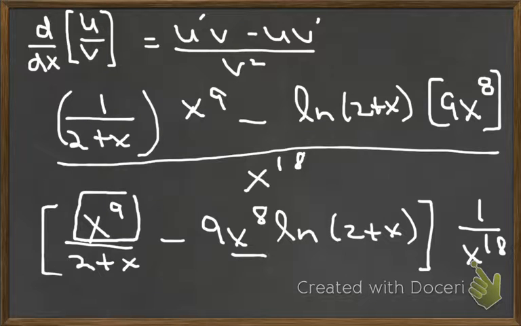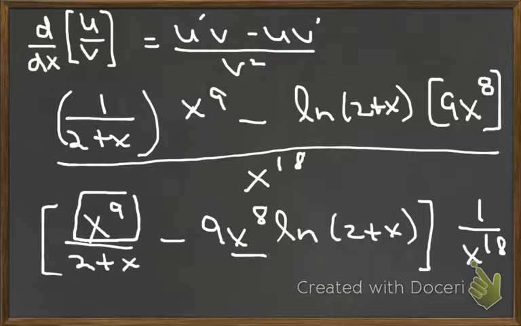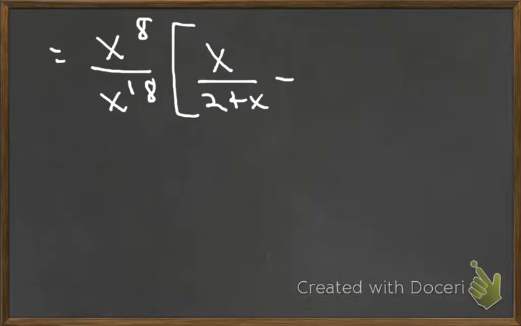So this is going to be equal to a common x to the 8th power comes out. Remember, in our denominator we had x to the 18th power. And then what do we have left up here on the top? If I pulled out an x to the 8th, for the first term I have an x over 2 plus x. So I'll have here now x over 2 plus x minus, let's look at that second term again. Over here I pulled out an x to the 8th power, so that leaves me with 9 times the natural log of 2 plus x. So minus 9 times the natural log of the quantity 2 plus x.